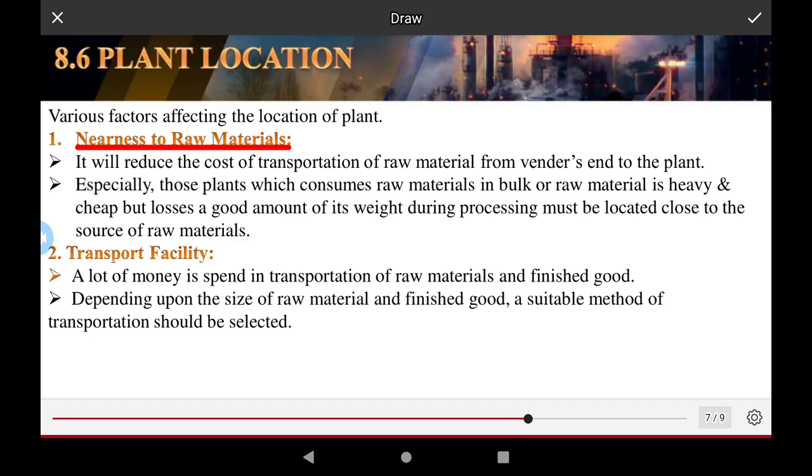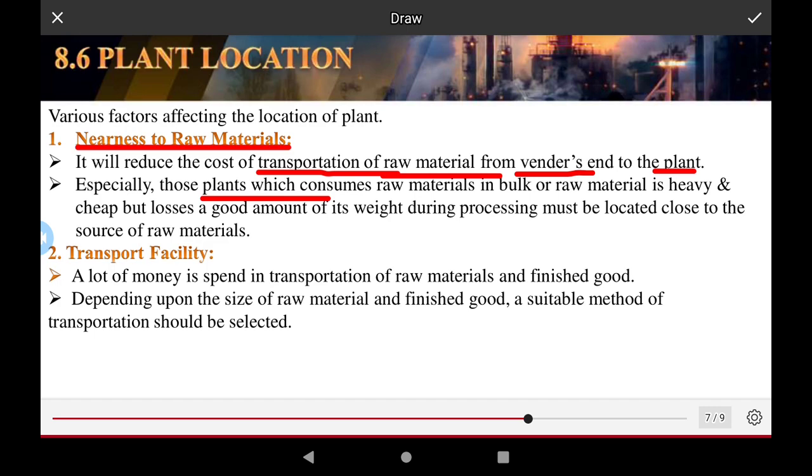Nearness of the raw material. Suppose that the plant is near the raw material, the transportation of materials reduces the transportation cost of the raw materials. The transportation of the raw material from the vendors to the plant, especially for a plant which consumes raw material in bulk.